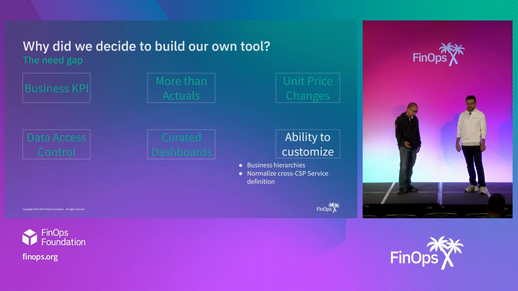So we'll be able to integrate into our service registry so that we can get contact details for account owners and send out automatic alerts via Slack or email when certain thresholds are being reached. We can even normalize on cross CSP service definitions across multiple different providers.